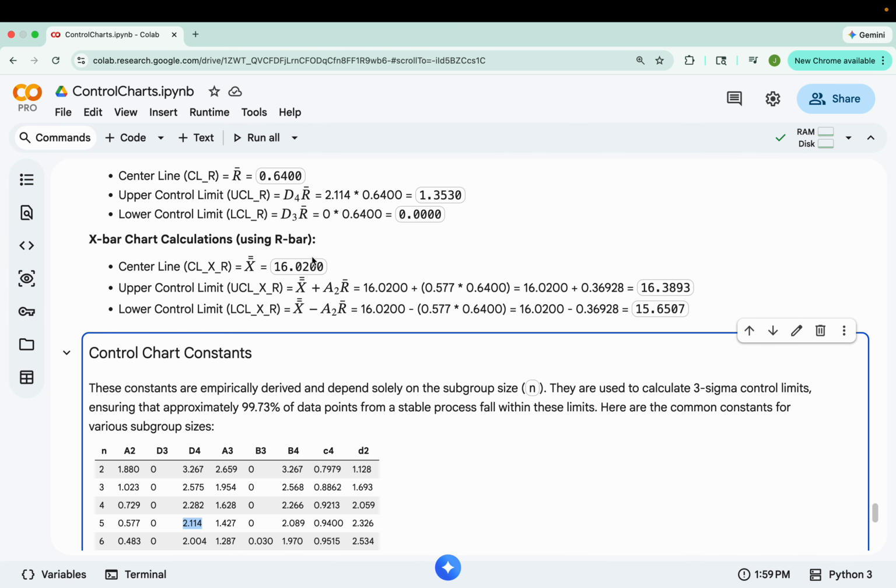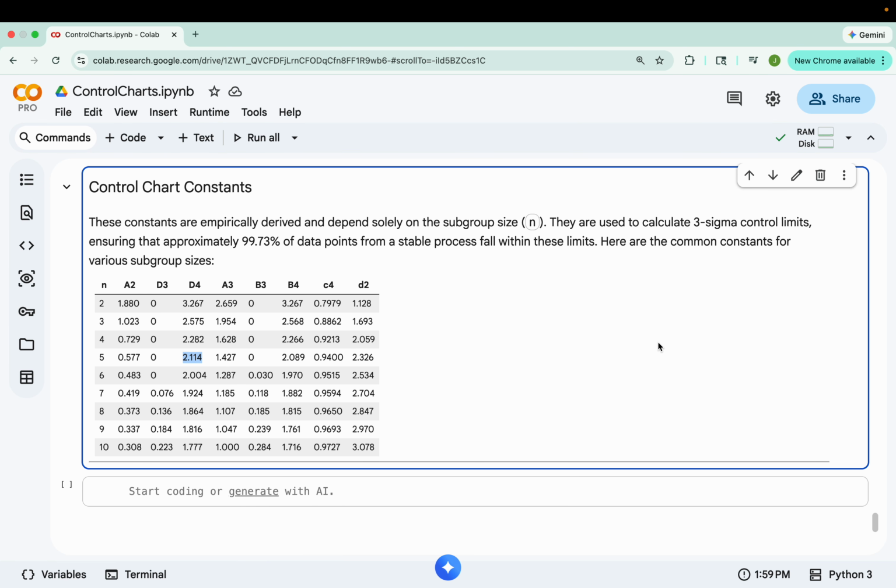And our X bar chart calculation, the center line is 16.02. Then we take that 16.02 and add A2 times R bar. So A2 is 0.577 times this 0.64. That gives us our upper control of 16.389. Okay, the lower control, we just subtract that second half, we get 15.65. And this is an example of constructing the upper and lower control charts, in particular finding the upper control limits and the lower control limits for an example problem like this, and you would use this table. Okay, thank you very much.